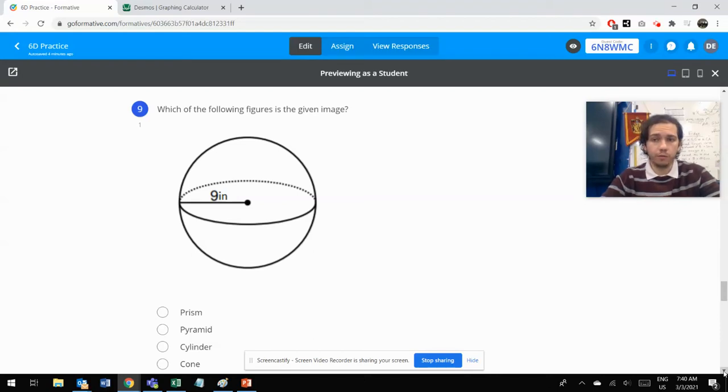Okay, at this point, we have been through almost every single shape. We've looked at prisms, we looked at pyramids, we looked at cylinders, we looked at cones. Fun way to remember cylinders and cones is they both start with the letter C, which stands for circle.